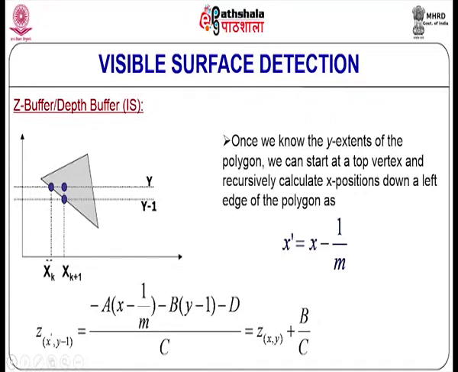As given there, the next x position x dashed is equal to x minus 1 by m. Substituting in place of x the expression x minus 1 by m in the previous equation for z, what we get is minus A into x minus 1 by m minus B into y minus 1 minus D by C, which is z at x comma y plus B by C. As we know, m is negative for an edge like this, so the equation is x minus 1 by m.